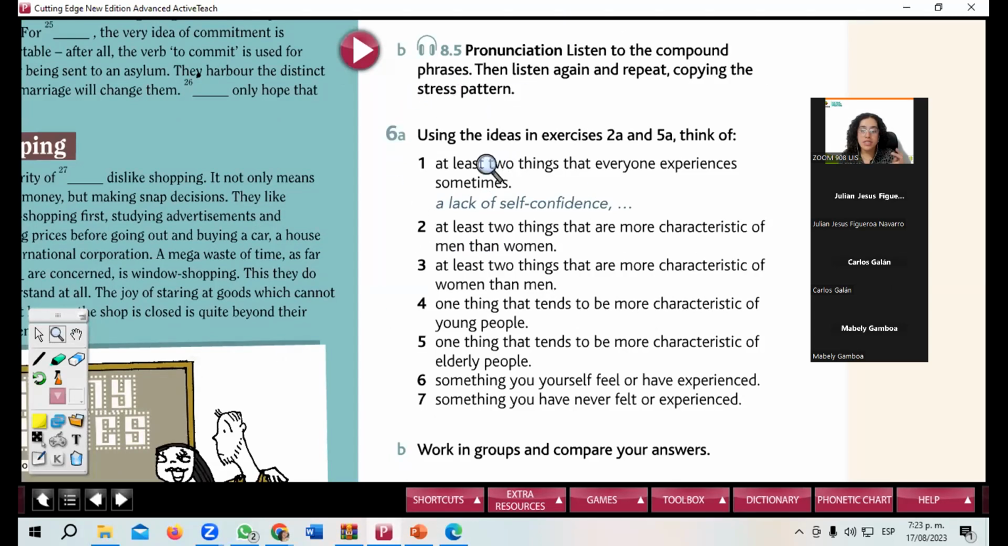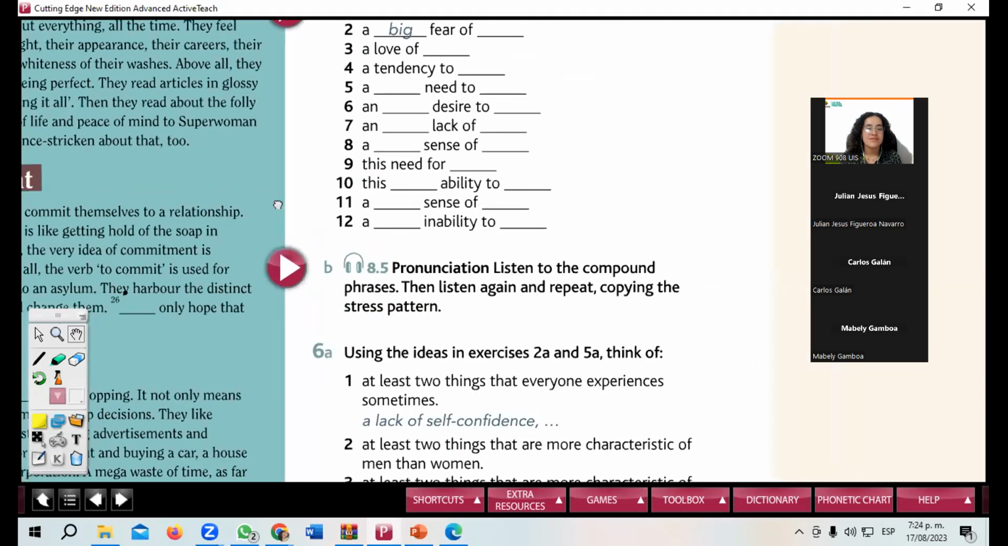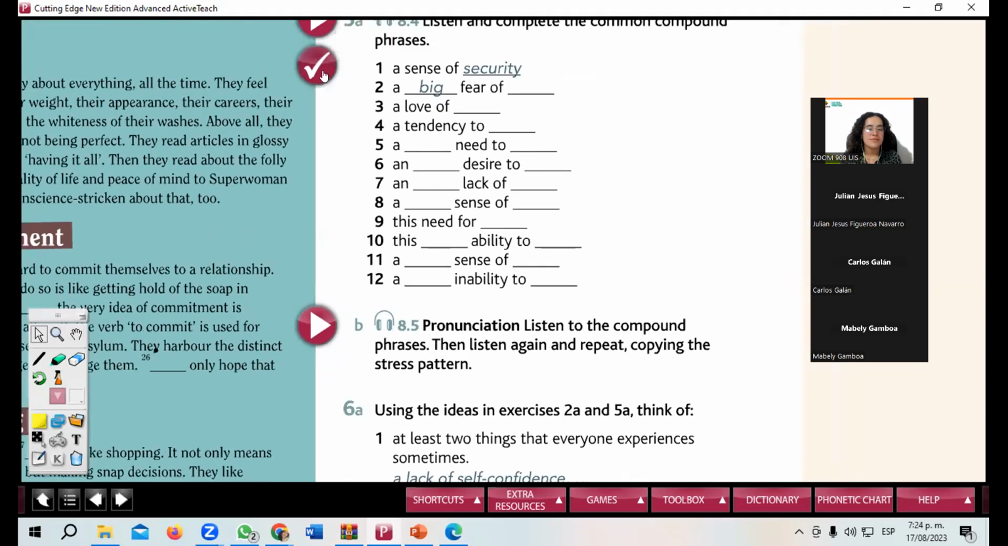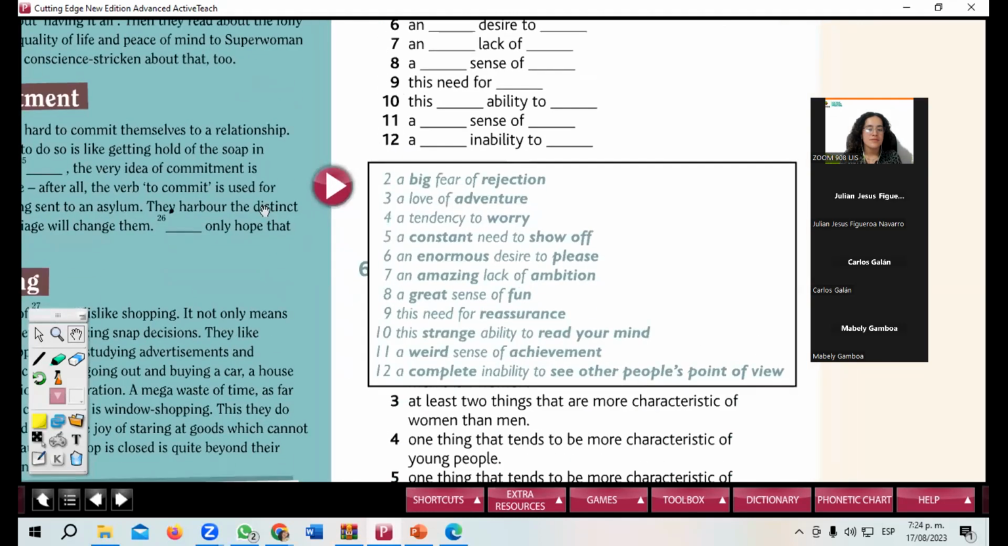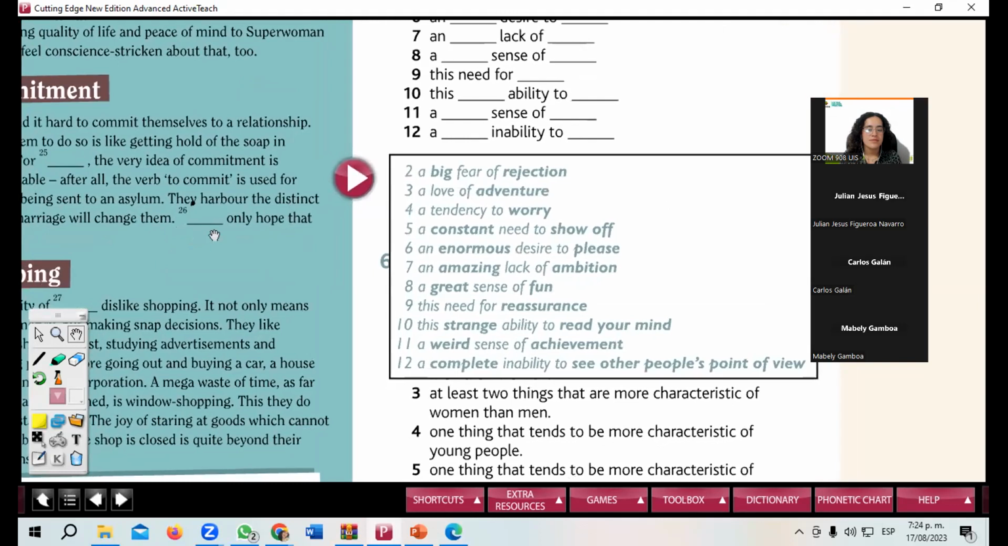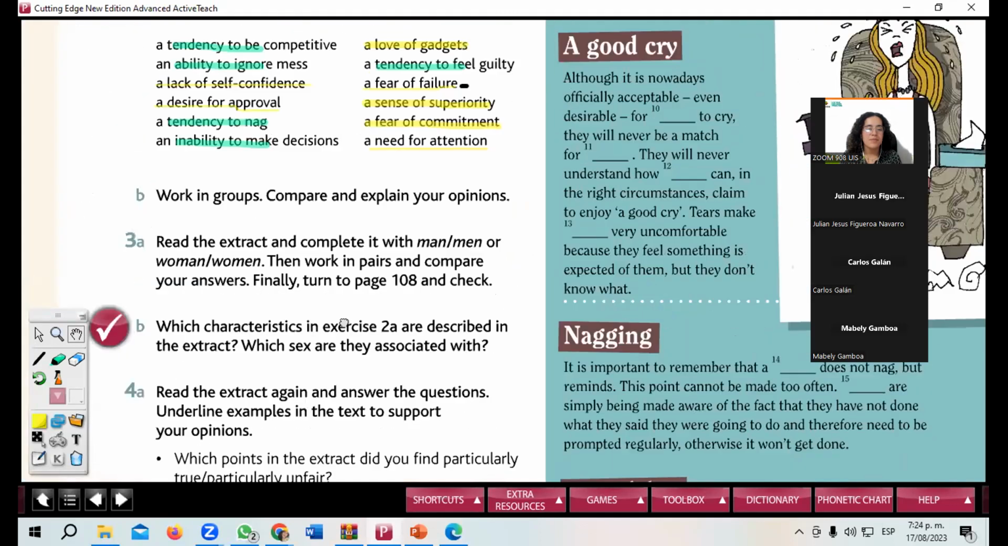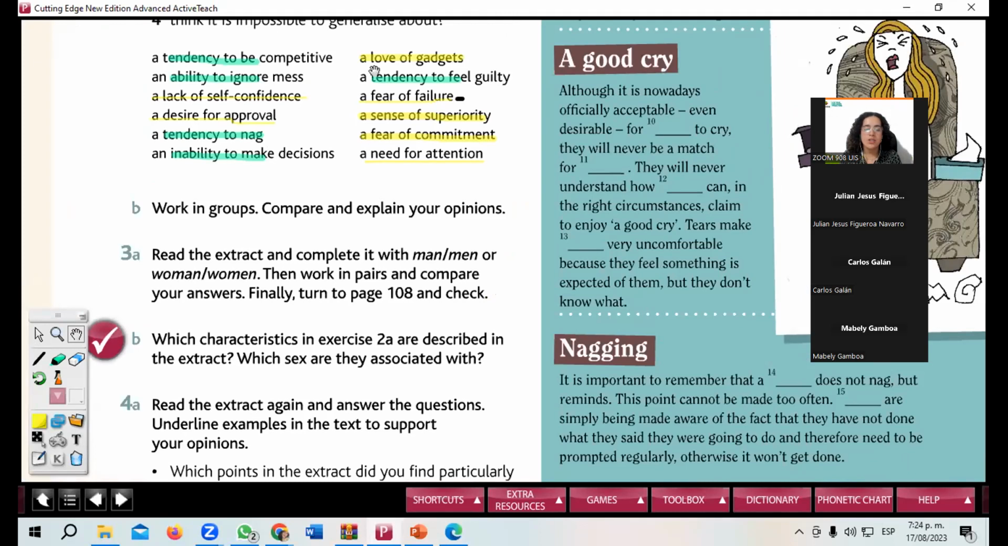Two things that are more characteristic of men than of women. Okay, teacher. Maybe it could be... oh no, teacher, I don't get it. Okay, no problem. Let's see who would like to participate in this one. Two characteristics that are more assigned to men than to women.